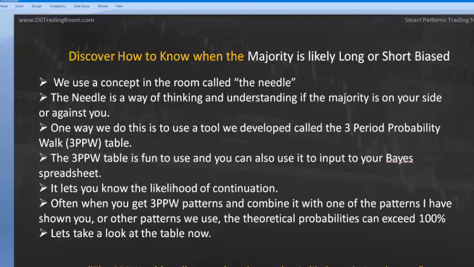So one way we use a tool like this, another thing that we can add to the equation, is a tool I developed called the 3-period probability walk table. I'll tell you a real quick story. Years ago, I met a trader, and he was pulling about $1 million a year for his own private account out of the S&P futures. And he was very open, and he shared with me what he was doing. And this was back before we had a lot of computer technology.